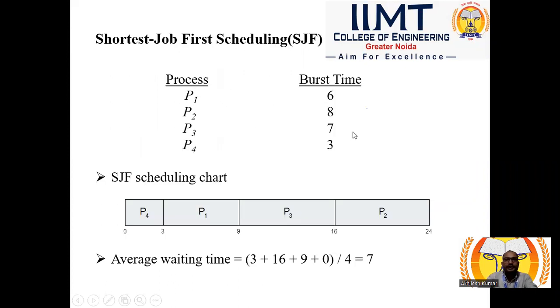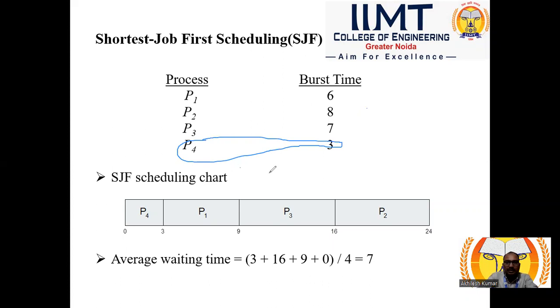Second algorithm is shortest job first algorithm. Here we execute those processes first which have less burst time. Here process P1 has its burst time as 6, process P2 has its burst time as 8, process P3 has its burst time as 7, and process P4 has its burst time as 3. So process P4 has minimum burst time in the given processes.